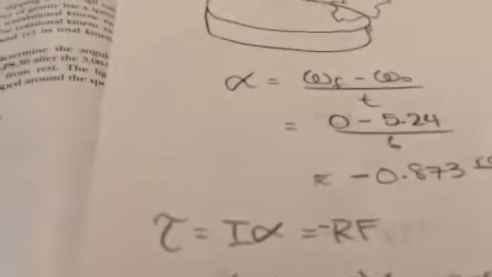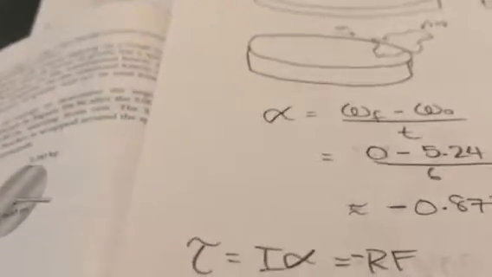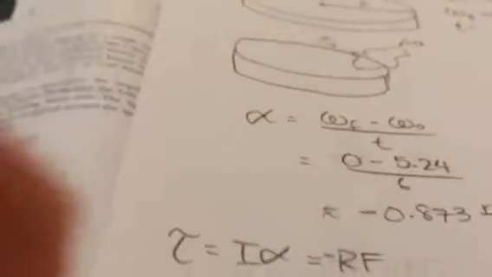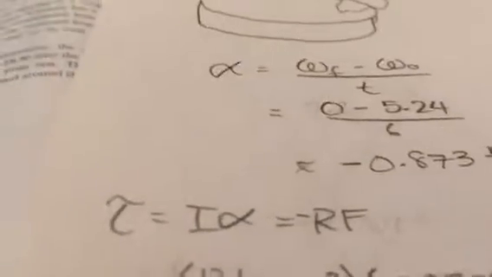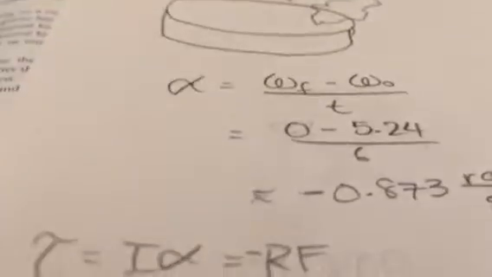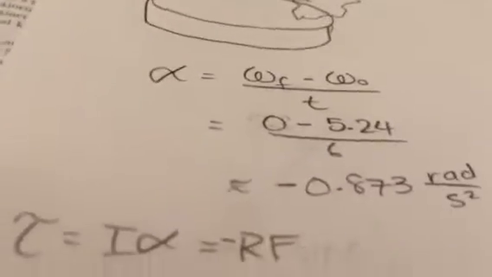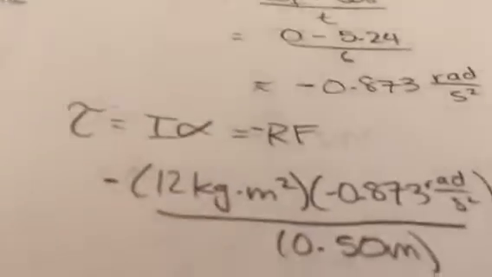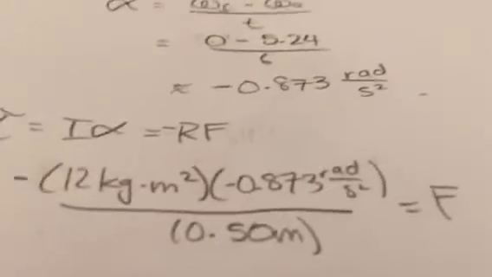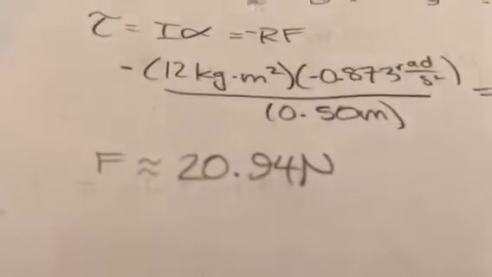Next, I used the torque formula. Torque is equal to I alpha, which is also equal to RF, the radius times the force. There's also a negative there to indicate the direction of the force, because if you think about it, this is going clockwise, with the angular acceleration being negative. So that negative works out nicely for us. If you isolate for F, you get approximately 20.94 newtons.